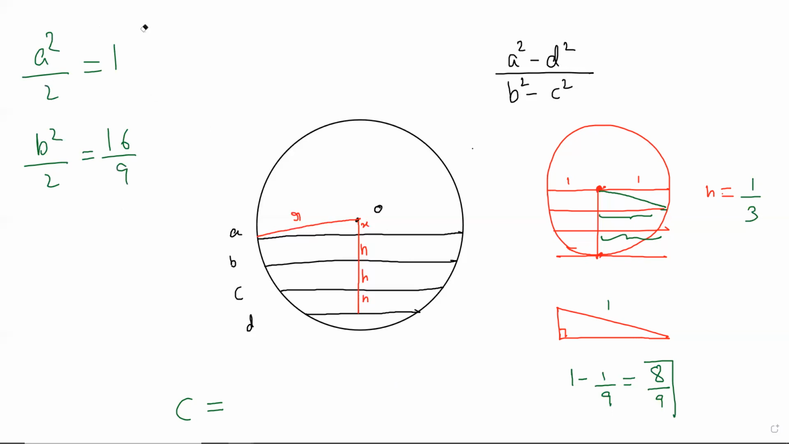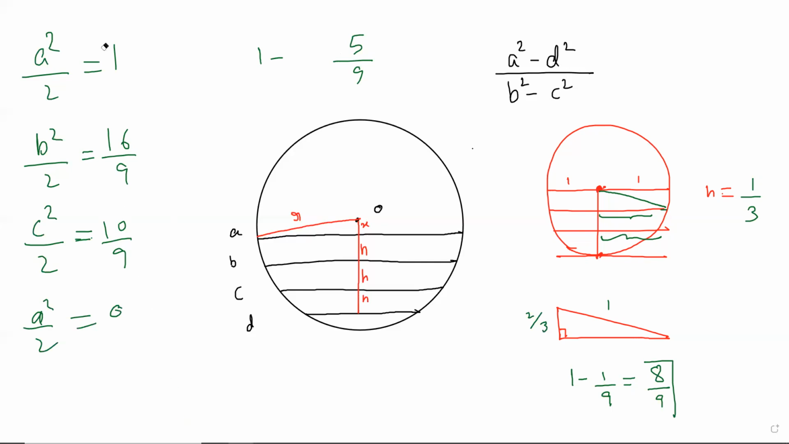Maybe that's what we calculated, right? That was C square by 2. I don't remember what it was. It's 4 by 9, 5 by 9, 10 by 9, right? These are the quantities. And D square by 2 is 0. So now if we find this ratio, A square minus D square, it's 1. And then we have 16 by 9 minus 10 by 9, right?